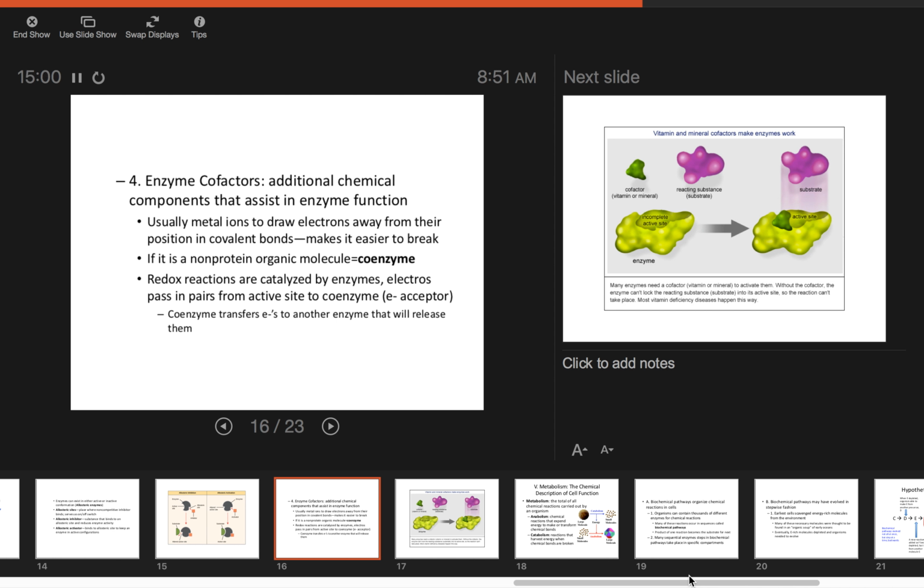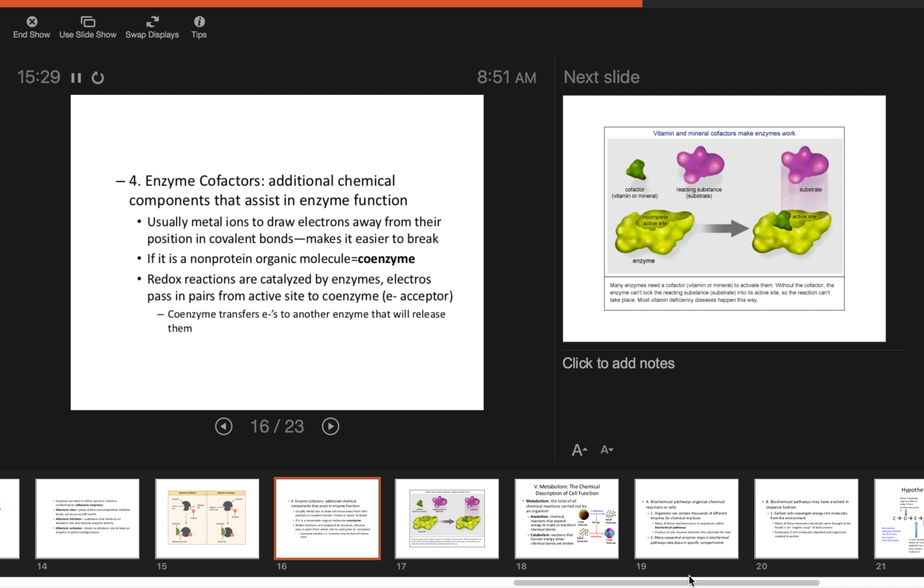Okay, last thing about enzymes. We've talked about inhibitors and activators. We also have enzyme cofactors, so they're not proteins. They're just additional components that assist an enzyme's function. A lot of times with cofactors, it's a metal ion, and they take electrons away to make the bonds easier to break. Remember, we talked about how you make a bond. You can share electrons or you can transfer. Well, these guys kind of steal those electrons so the bond happens more readily.